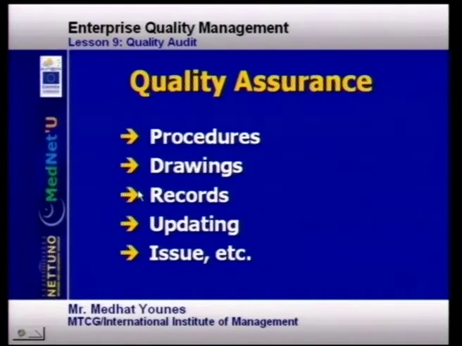Quality assurance. Some of the other documents they look for to examine the quality assurance procedures within the organization are any written procedures, processes, or methods, drawings, like engineering drawings, business records, any updating of information, any issues experienced within the quality system.